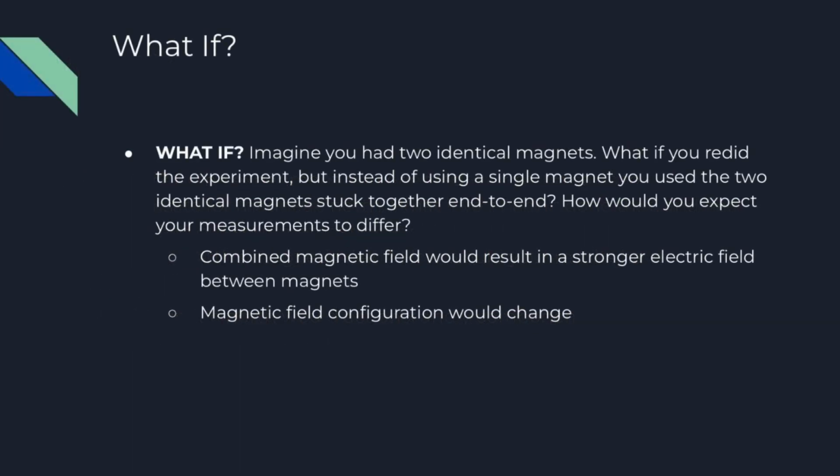If instead I used two identical magnets stuck together end to end, I would expect the combined magnetic fields to be stronger in the region between the two magnets, and I would also expect that the magnetic field configuration would overall change.